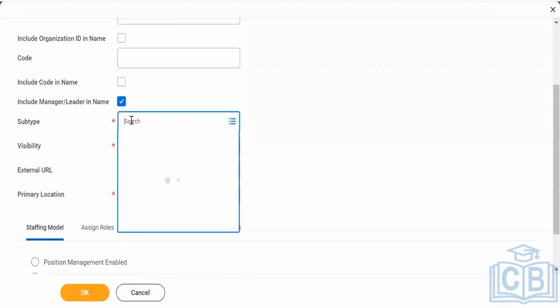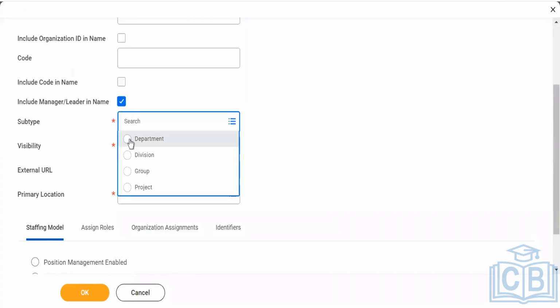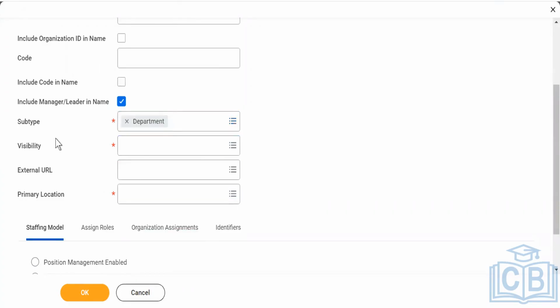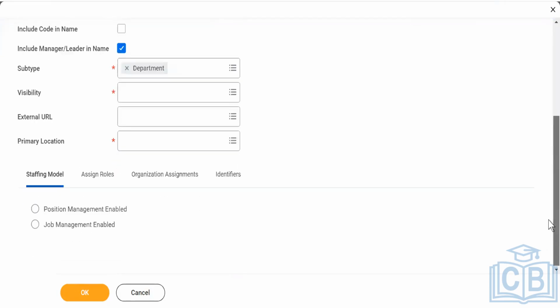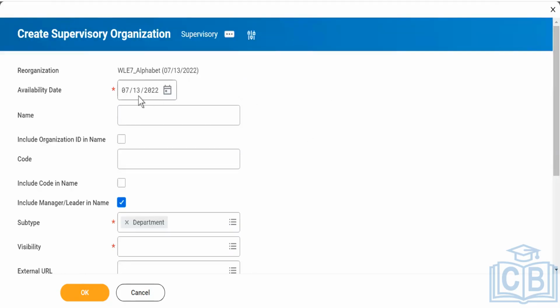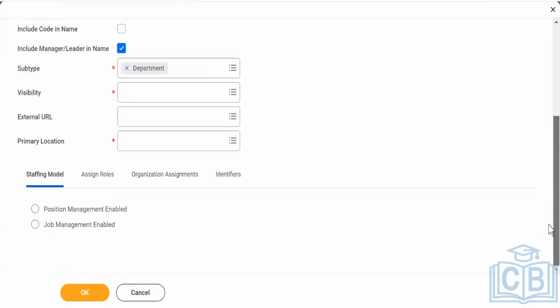Then subtype. Now my subtype will be department. No need to change the date. I have not created anything. You can choose any date of your choice. That is taking the date of the reorganization when we created it. Alphabet. You want to change it? You can. Now what I'm trying to show you here is this option, which is primary location.